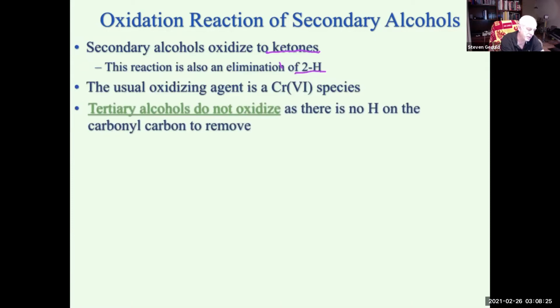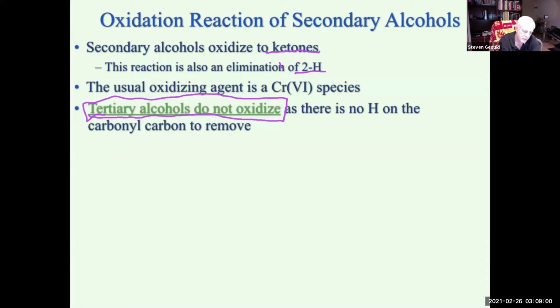Tertiary alcohols do not oxidize. I guarantee on the exam, you'll see something that says give the oxidation of this alcohol, and it's going to be like 1,1-dimethyl ethanol, which is a tertiary alcohol. What's the oxidation product? And there is none. Tertiary alcohols do not oxidize. There's no hydrogen to take away.